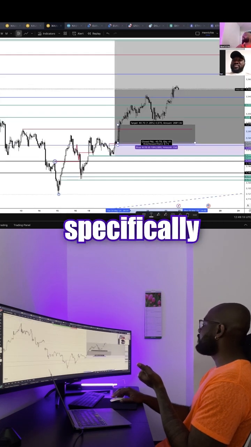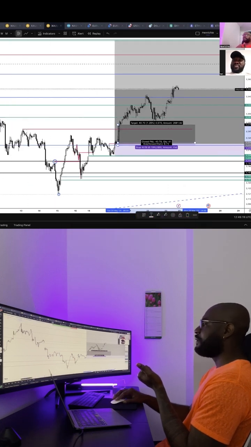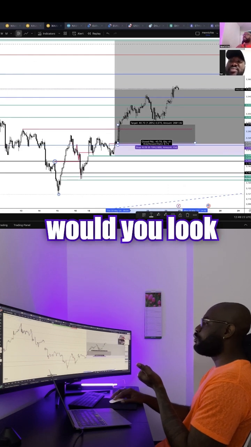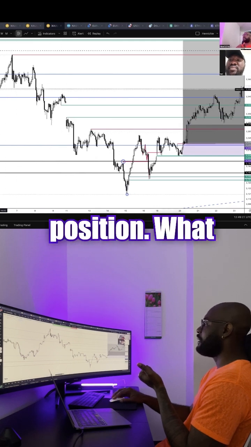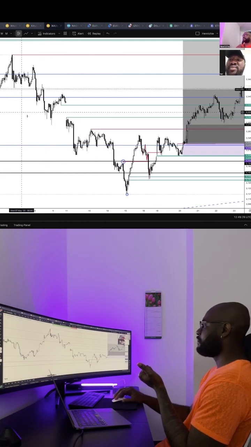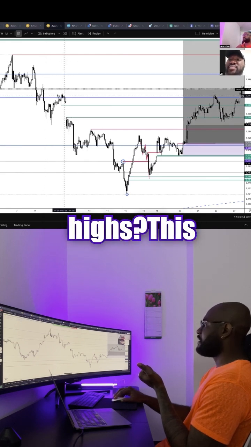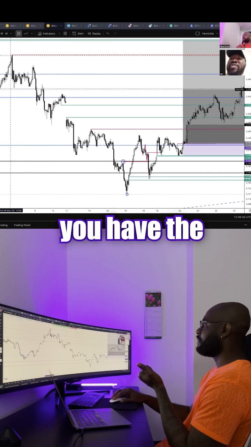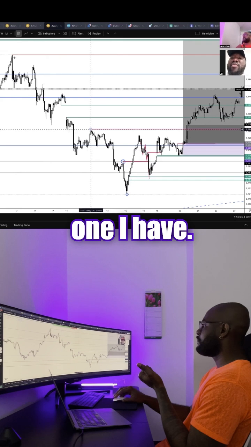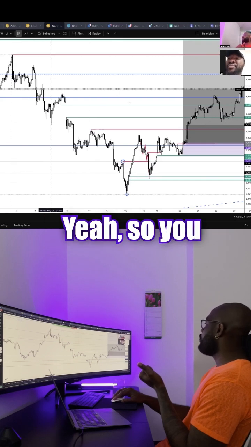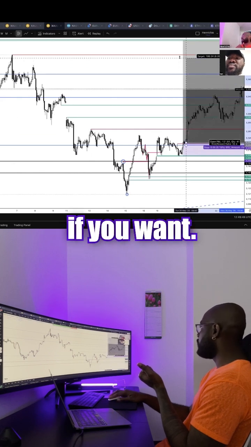Now, what would you specifically be interested in targeting? Looking at this area, what would you look at and say, okay, this is a nice area for me to use as a take profit position? What would you look at right here and choose? The range high. Which of the range highs? This one, this one, no, the one higher above. Yeah, so you can use this one as your overall take profit. You can use that if you want.